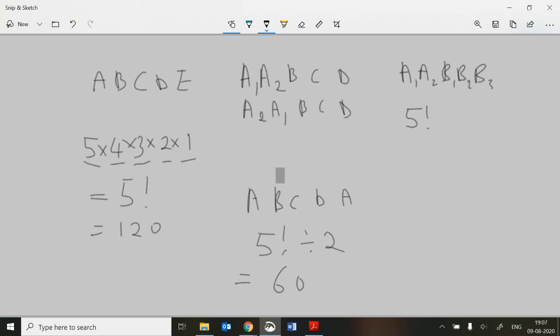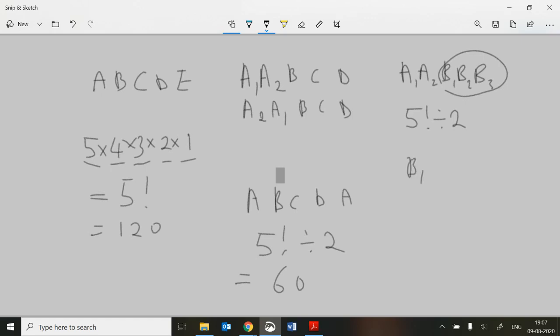But the A's could be either A1 first and A2 second, or A2 first and A1 second. So we'll need to divide by 2 there. But then we'll need to divide by the number of ways in which the B's could be arranged, because the B's fit into the slots wherever they fit. They always have an order.